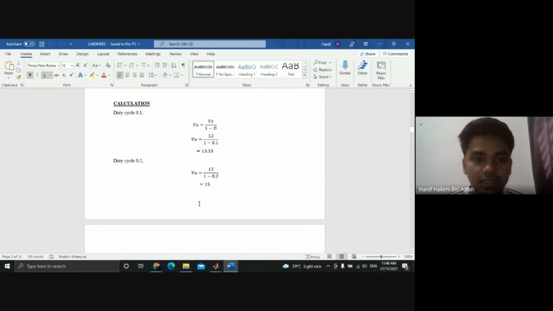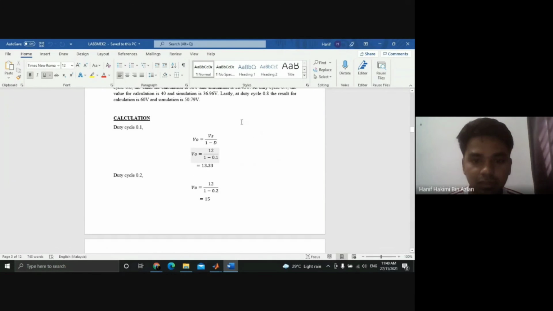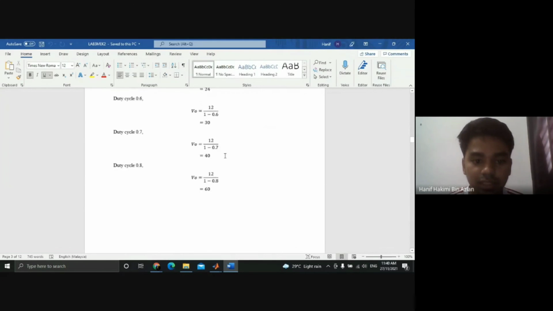This is the formula for the calculation. We solve the output voltage, which is VO equals Vs over 1 minus D. Okay, that's all from me.